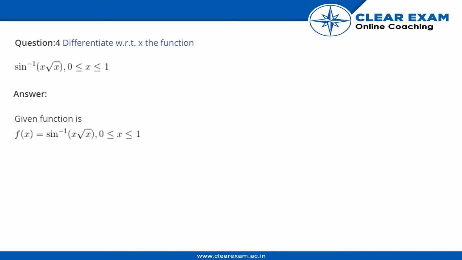Hi guys, let's understand question 4. Differentiate with respect to x the function sine inverse of x times square root of x, where x is greater than 0 and less than or equal to 1. The answer: the given function is f(x) = sine inverse of x root x, where x is greater than or equal to 0 and less than or equal to 1.